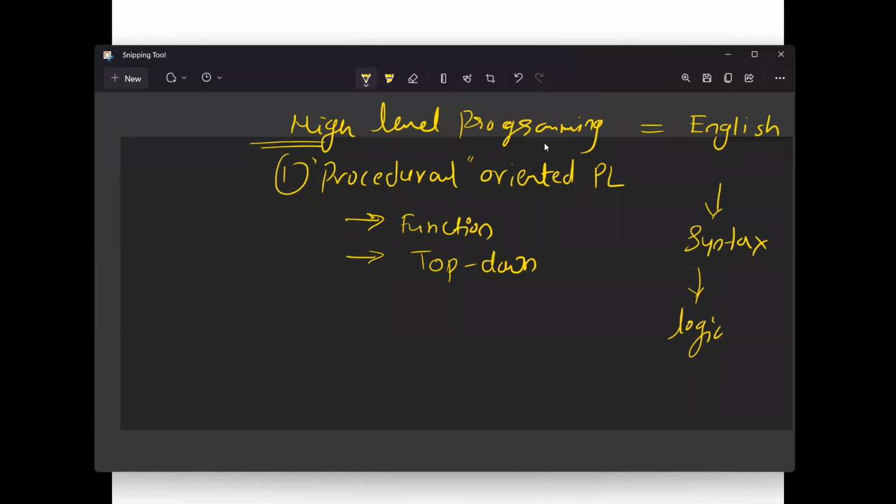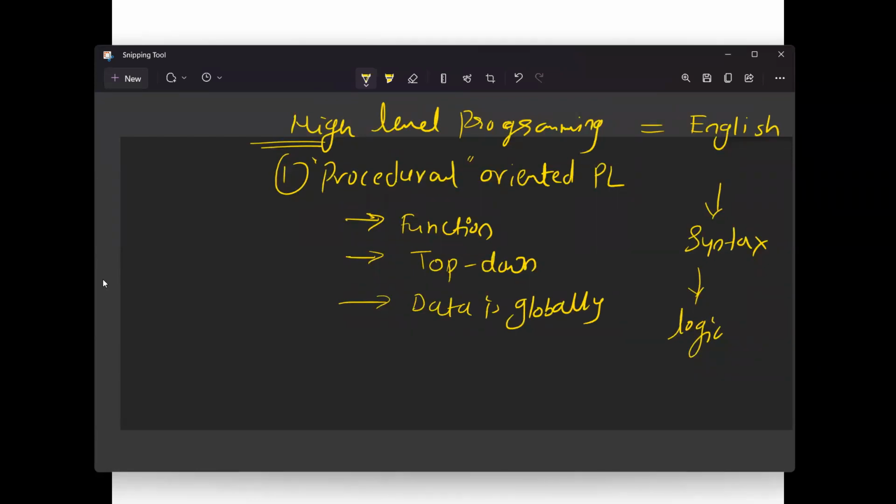What else? Procedural oriented programming language, if you ask me about the data, how the data is simply defined, obviously inside a method, outside a method. Can I say that data is globally shared, guys? Data is globally shared in procedural oriented programming language.